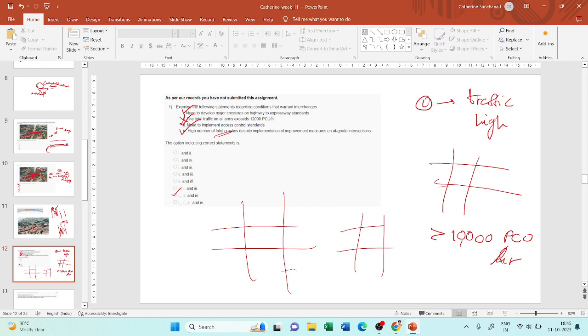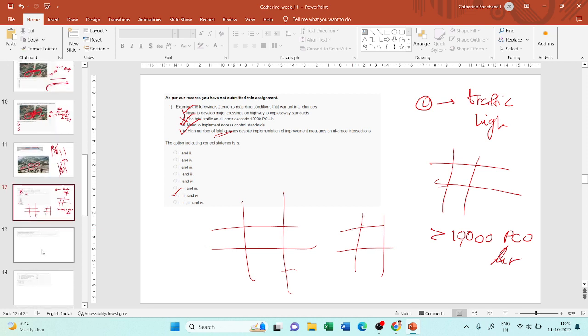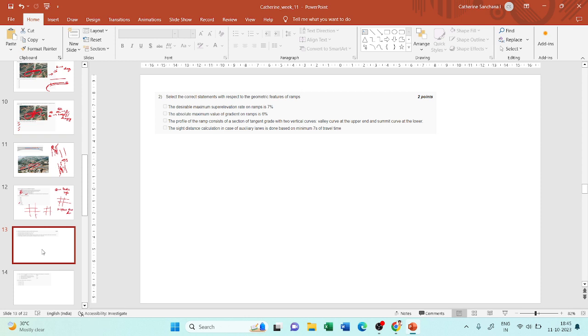Now moving on to the next question. Select the correct statements with respect to the geometry features of ramps. Okay. So ramps, we saw what ramps are. They are connecting roads. They are roads that connect these two roads, which are at two different levels. They are roads provided at an interchange which connects the road on the lower level to that on the higher level.